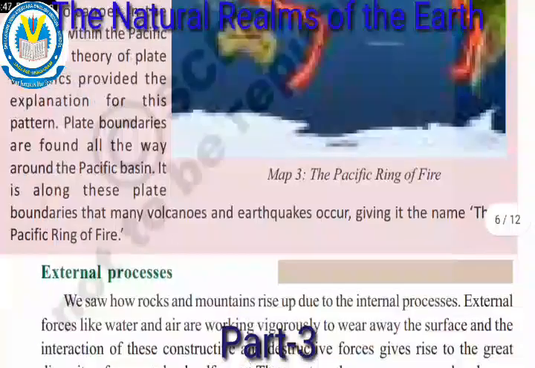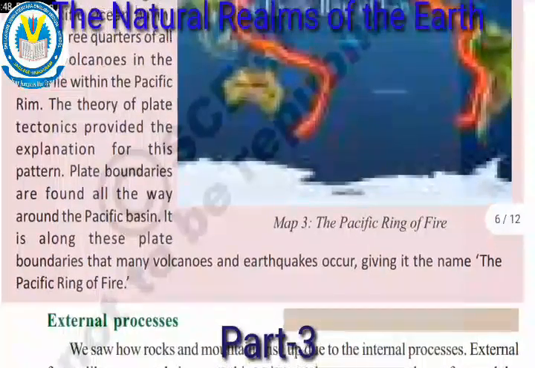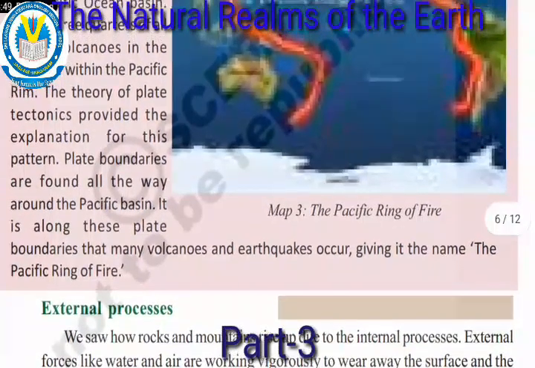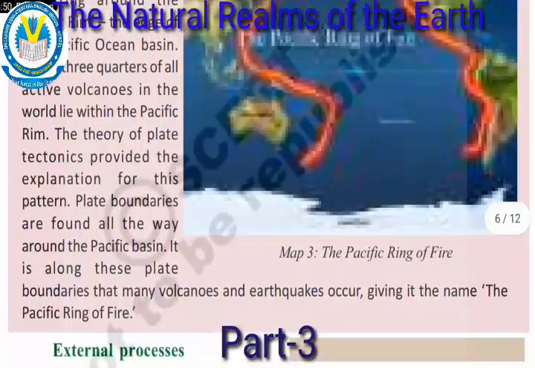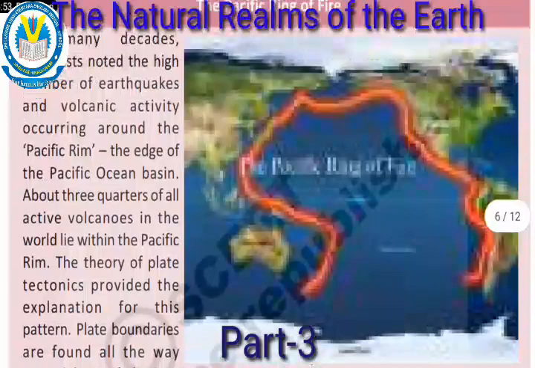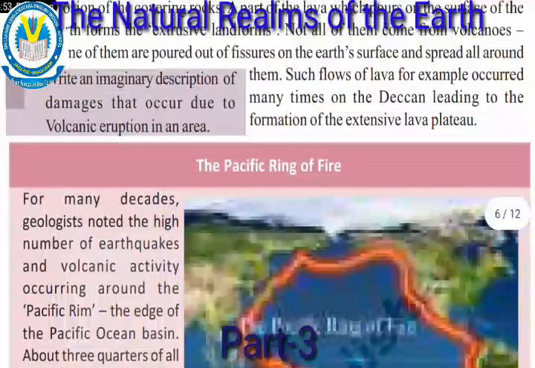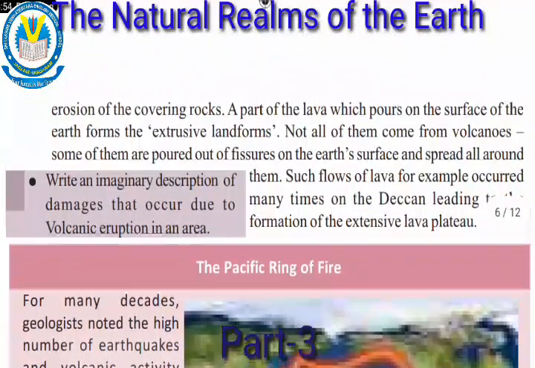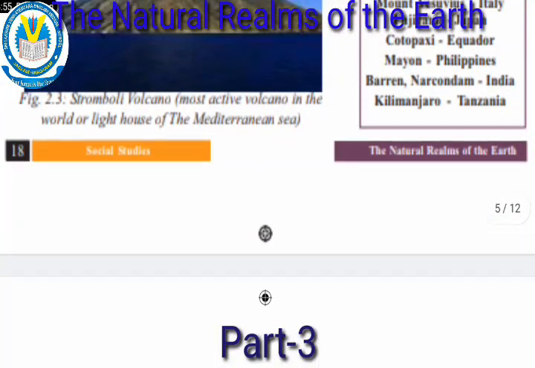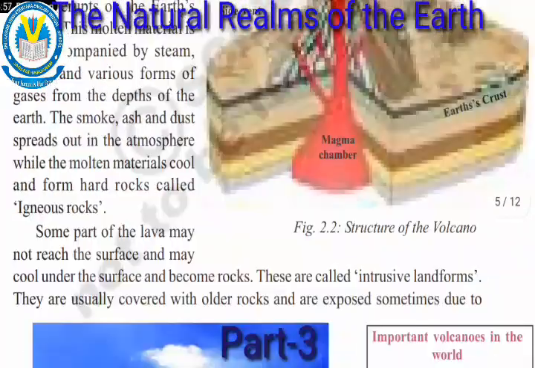Then we have here a place called the Pacific Ring of Fire. If you look properly, the whole red marked place is a place of great volcanoes. So almost three by fourth of the land is in the control of volcanoes, and this is a great place where a lot of volcanoes occur.